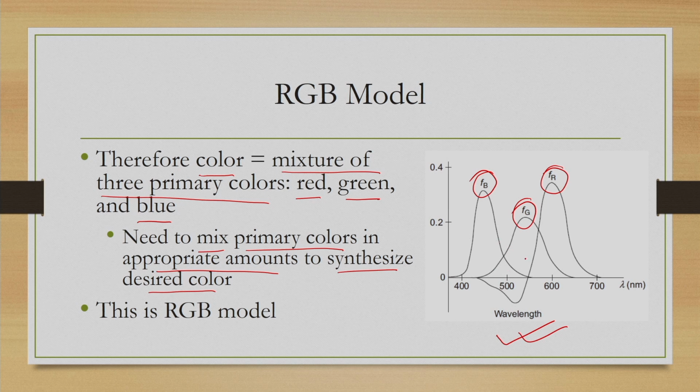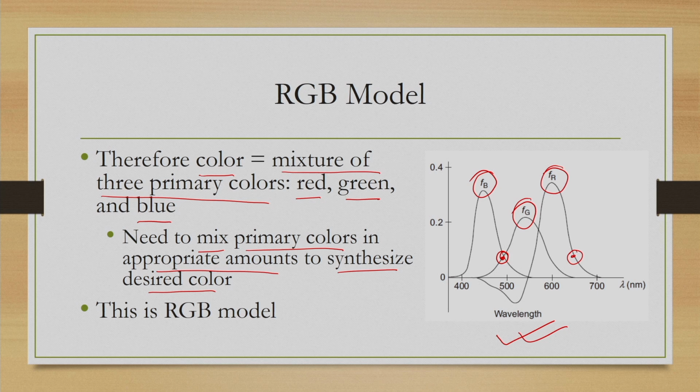And when they are mixed in a particular way, for example, here blue and green are mixed, red is also mixed, and we get a particular color here. Here, if we mix these amounts, we will get another color, and so on. So, in the RGB model, we use three primary colors, red, green, blue, and we mix them to get any color.